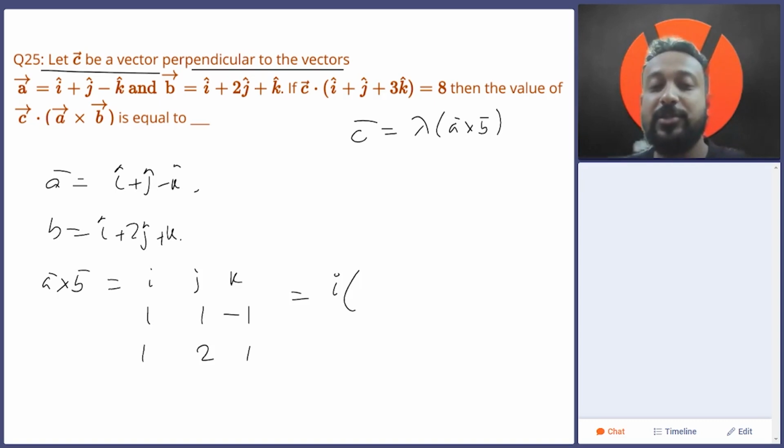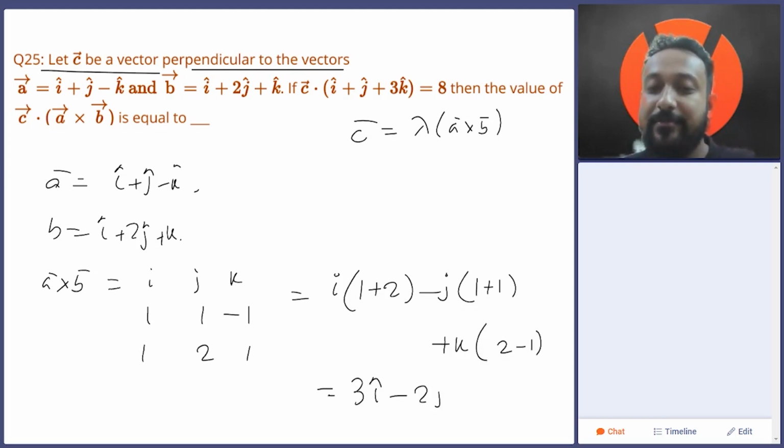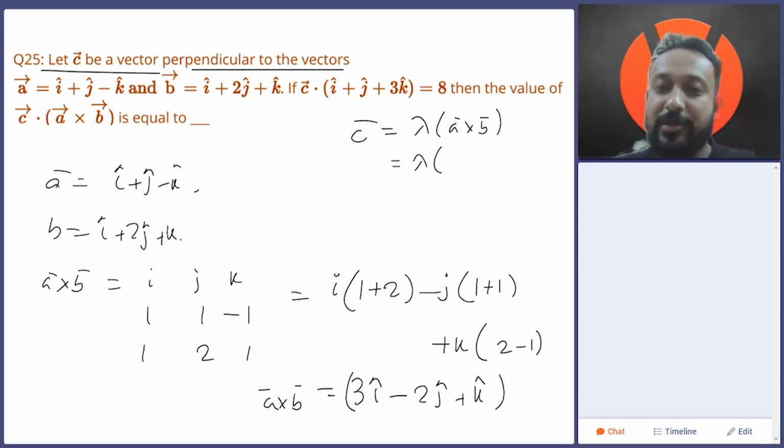So i times how much? 1 minus 2, there is 1 plus 2. Minus j times how much? 1 minus 1, there is 1 plus 1. Plus k times how much? 2 minus 1. So finally we get 3i minus 2j plus k cap. This is your A cross B, beta. Okay. Hence, C comes out to be how much? Lambda times 3i minus 2j plus k cap.